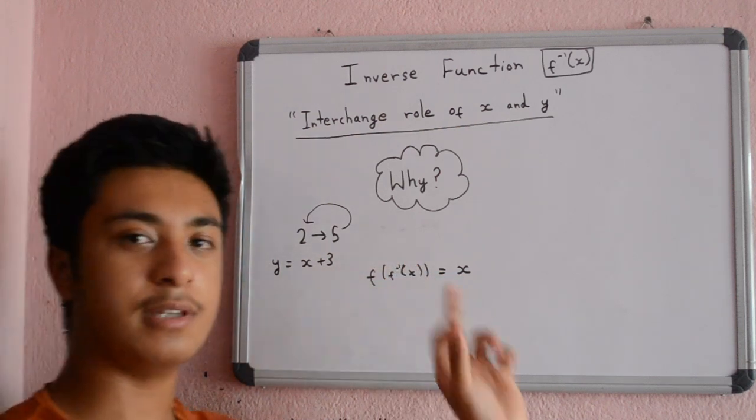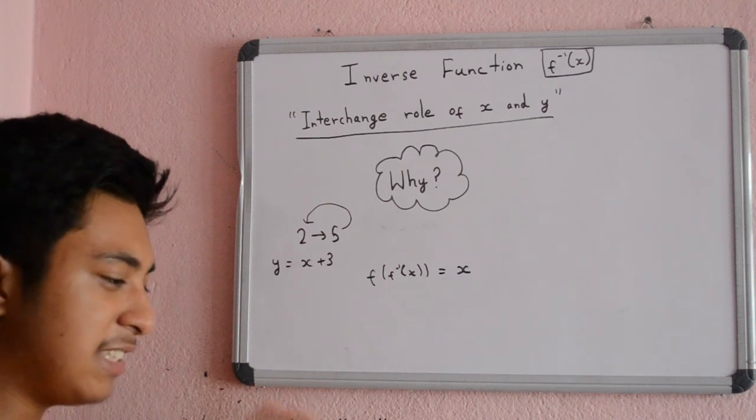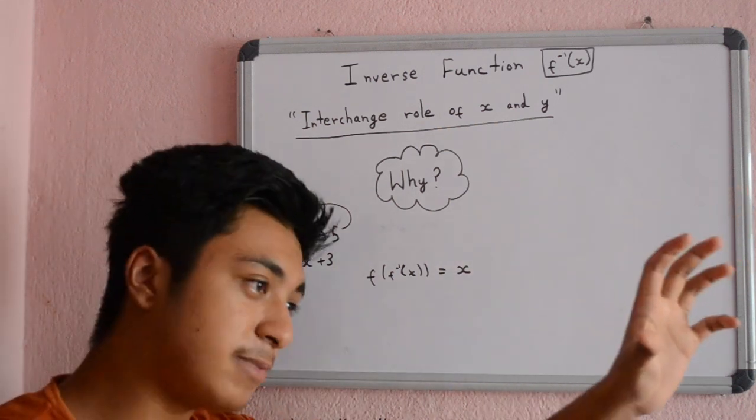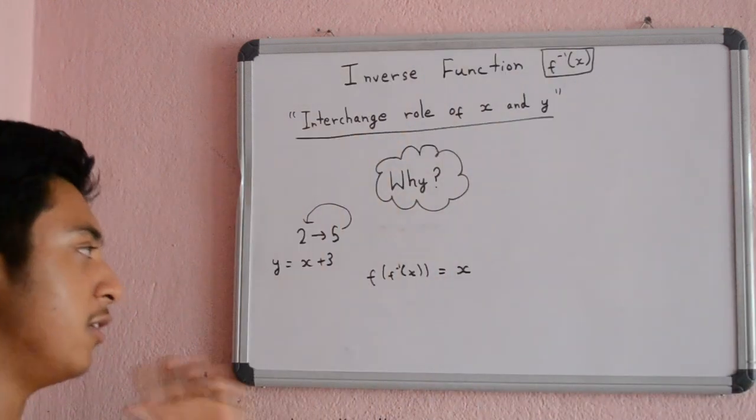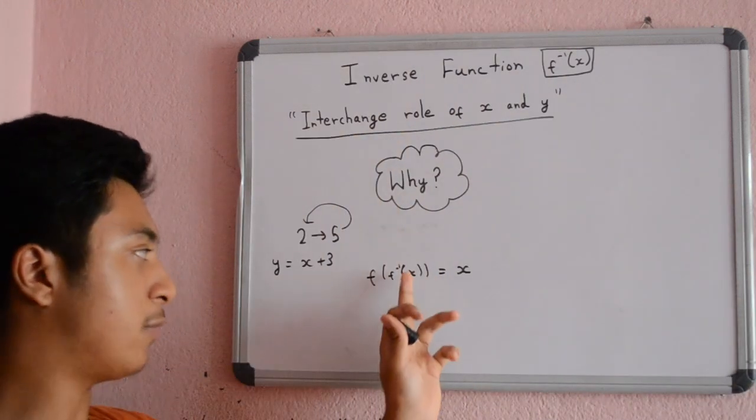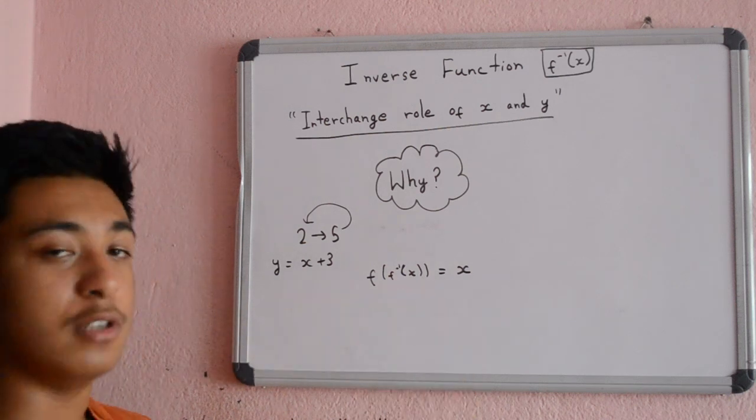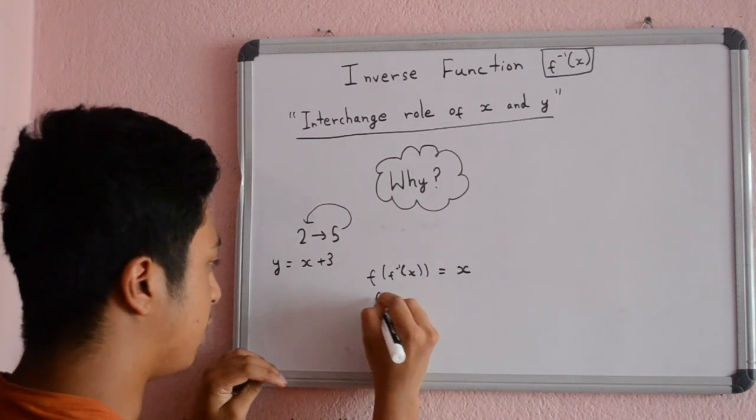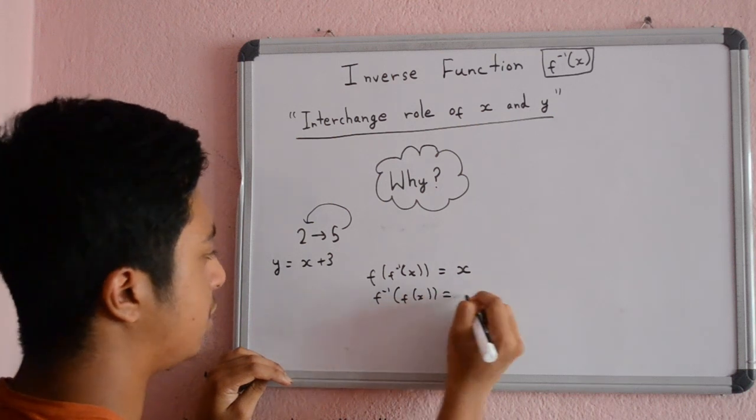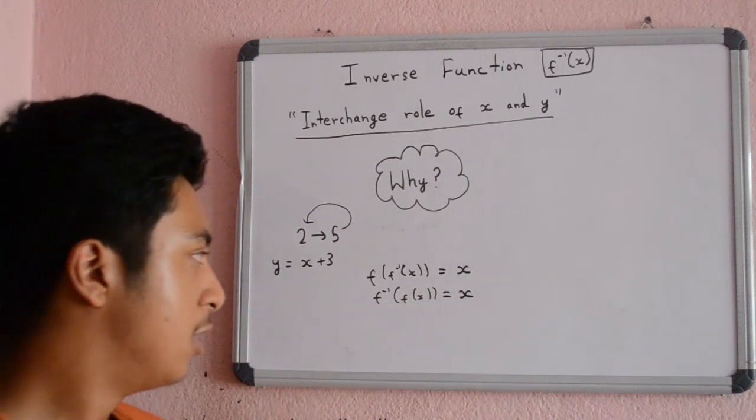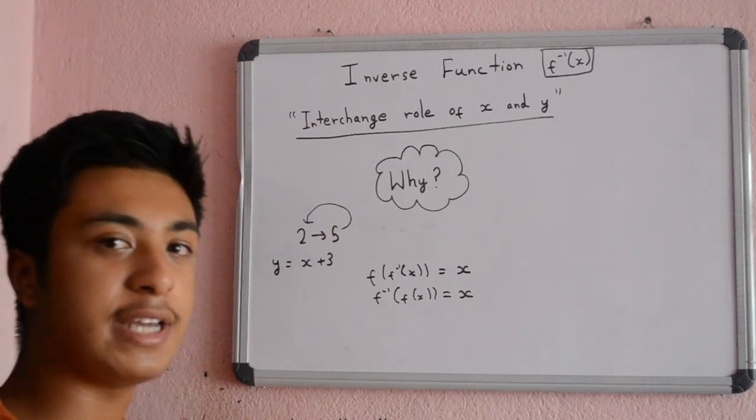And why is that? Well, look at what's happening. We're taking a number, changing it into something, but at the same time we're taking that something and bringing it back to the original number. So if we start with x, we'll end up with x. And since these two are inverses of each other, we can change their position like this, and this will still give us x.